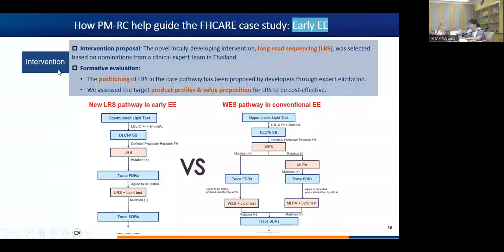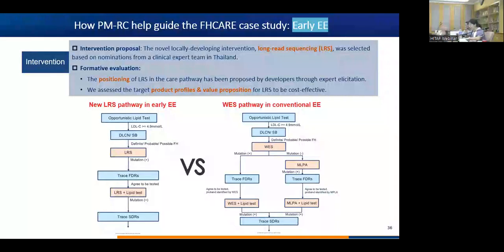Okay, now I have finished the conventional EE part. I will quickly go through the early economic part. The leading clinicians in Thailand are locally developing the new technology LRS for the diagnosis of FH. It was still at the clinical development stage, so we selected it for the early economic evaluation based on the nomination from the expert team. We then applied expert elicitation for formative evaluation to inform technology.